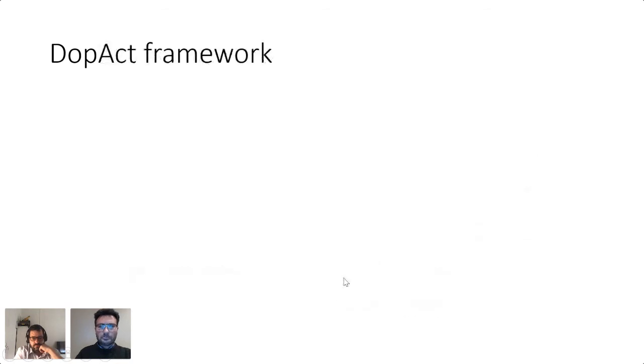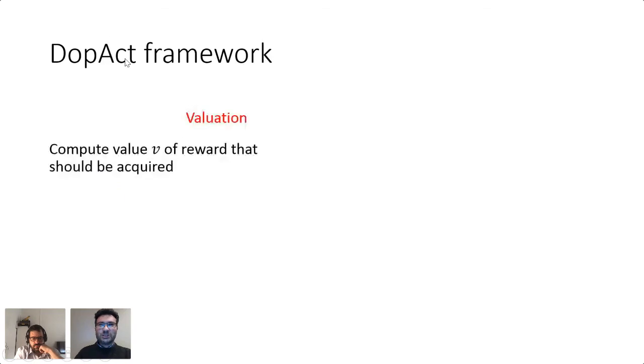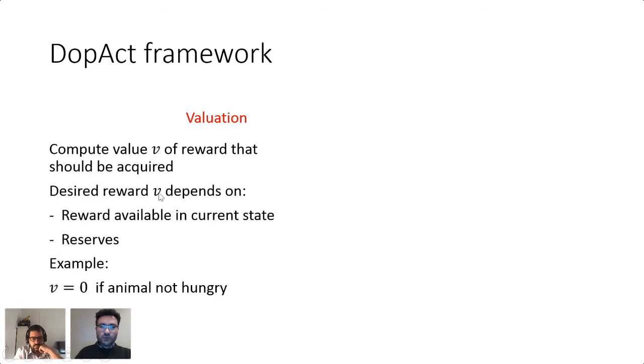So during this talk, I would like to propose a modeling framework which extends classical reinforcement learning to describe the role of dopamine in action, to which I refer as DOPACT. So let me give an overview of the key elements of this framework. The first component is a valuation system. And the valuation system computes the value V of reward that animals should acquire in a given situation. And this desired reward V depends on both the reward available in the current state of the environment, as well as the reserves of the animal, such as food and water. So for example, if the animal is not hungry, this desired value is equal to zero, even if reward is available.